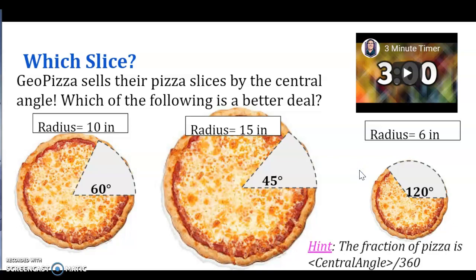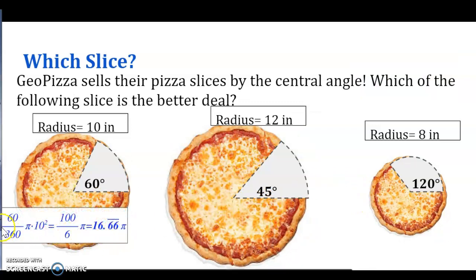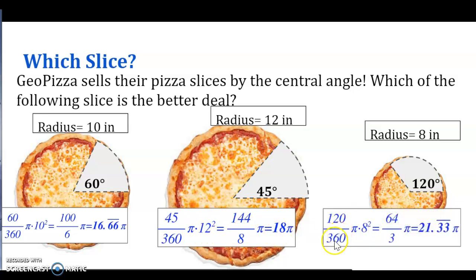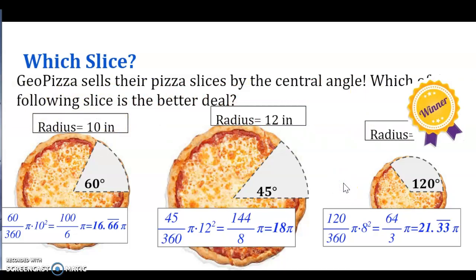The hint for this is the fraction of the pizza is the central angle divided by 360 degrees. So we're dealing with 60 divided by 360 times pi r squared, r being 10 inches. So that's 100 divided by 6 pi, which is 16.6 repeating pi square inches. 45 degrees with a 4 inch radius is going to be 45 divided by 360, multiplied by the total area, which comes out to 18 pi. And last will be 120 divided by 360, multiplied by the whole circle area, and you'll get 21.3 repeating pi square inches. So which is the best deal? Which will give you the most pizza area? The winner is the last one, the smallest pizza.